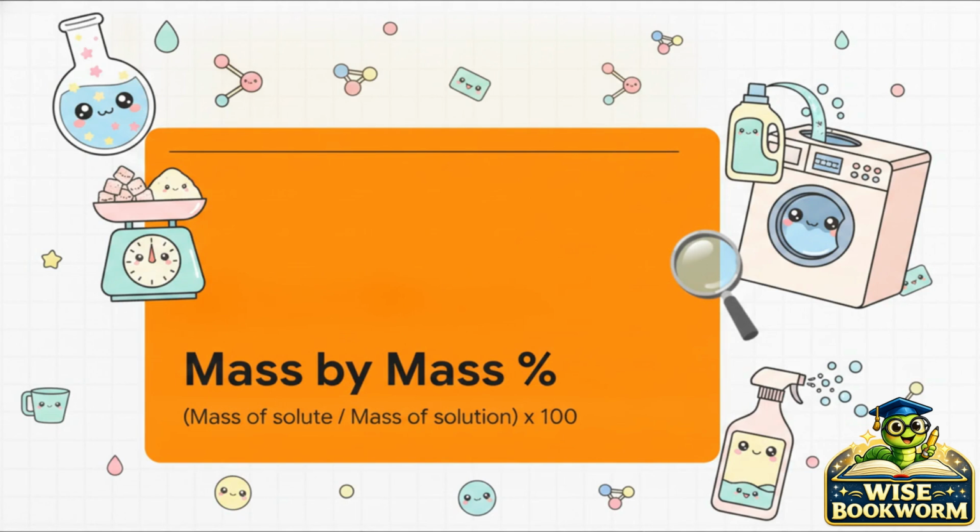So how do we actually express that precise ratio? Here's our first mathematical formula: mass by mass percentage, or percent M by M. It's simple. You take the mass of your solute, divide it by the total mass of the entire solution, and then multiply by 100. It basically tells us exactly how many grams of solute are hiding in 100 grams of the total mixture. Stay with me here, because I'm going to show you exactly where this is used in your own home right now.